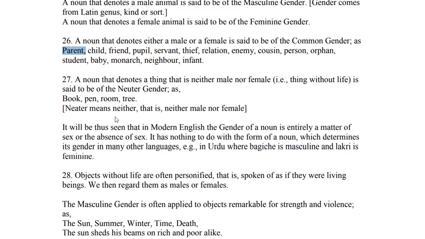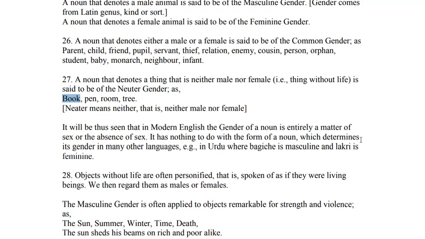Now look at these examples. Book is a naming word and it denotes an object which is neither male nor female. I mean, none of the genders are possible for a book. So a noun which denotes neither male nor female is a noun of neuter gender. Pen and room denote objects which are neither male nor female. So pen and room are nouns of the neuter gender. Similarly, tree is a noun which denotes an object which is neither male nor female. So tree is a noun of neuter gender.